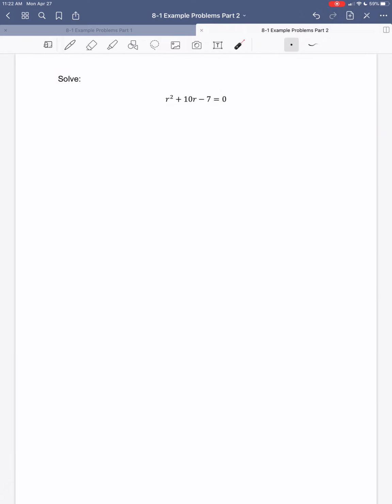Okay, so in this particular problem, again, completing the square we're going to use, we see that there is already a 1 in front of my squared variable, so I'm not going to have to worry about that. In this case, though, this minus 7, I want the stuff with r on one side and any constant on the other. So this minus 7 I'm going to have to move. So I'm going to add 7 to both sides. That's going to give me r squared plus 10r equals 7.